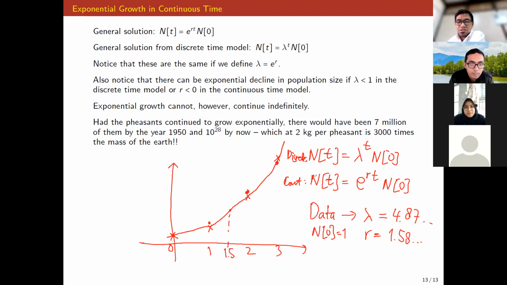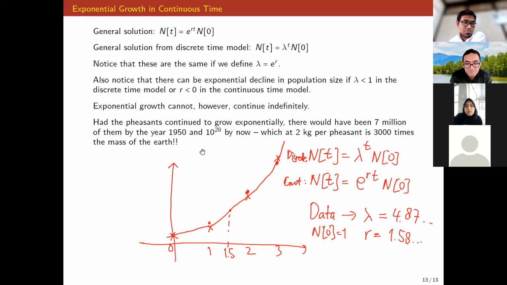Okay. This is your first task. Just make a plot for these different graphs, from the data, from the discrete model, and then from the continuous model. That's it. It's very easy actually.